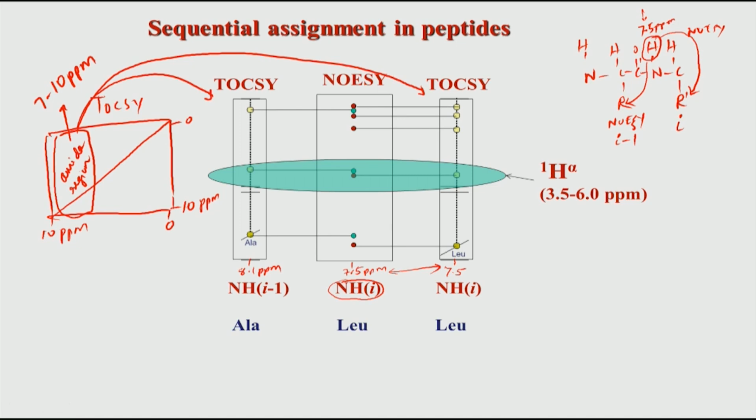So, we are essentially establishing a connectivity from I to I minus 1 to I minus 2 and so on. Similarly, we are going in this direction, to I plus 1, to I plus 2. So, we start from an arbitrary I, which we do not know what residue it is, and then we move in both directions, and basically that will give me the sequential assignment.